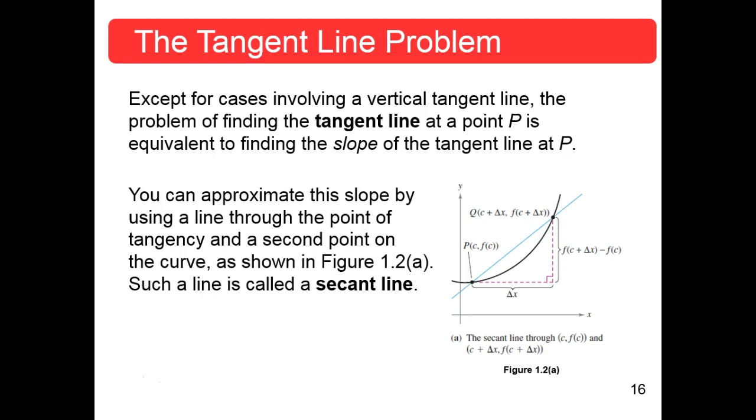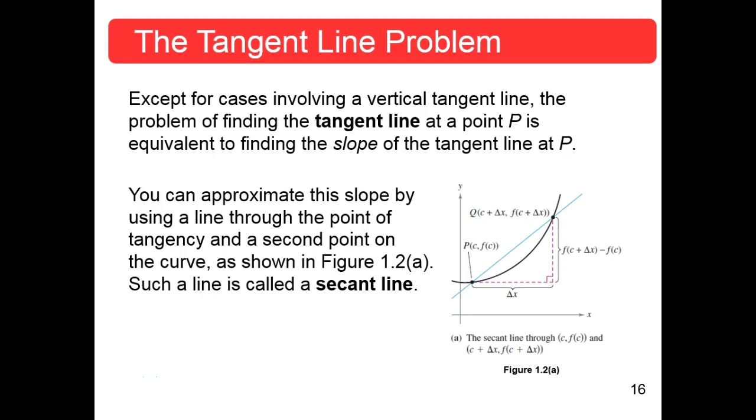Okay? But this is f of c here, so this difference in y's is f of c plus delta x minus f of c, and your change of x here is from c plus delta x minus c, which is just delta x, okay? So, you know the change of y over change of x, there's your slope, right? Slope of the secant line.